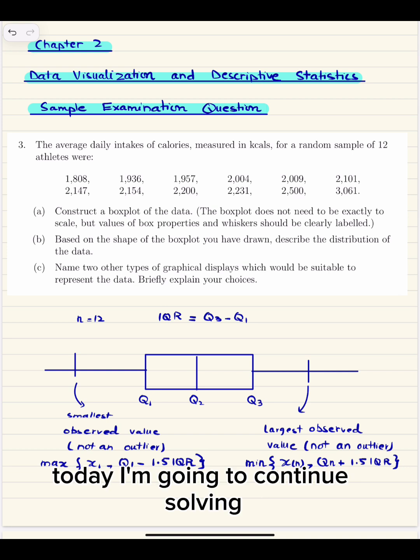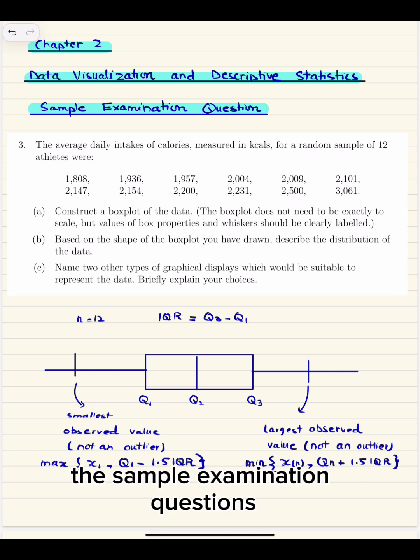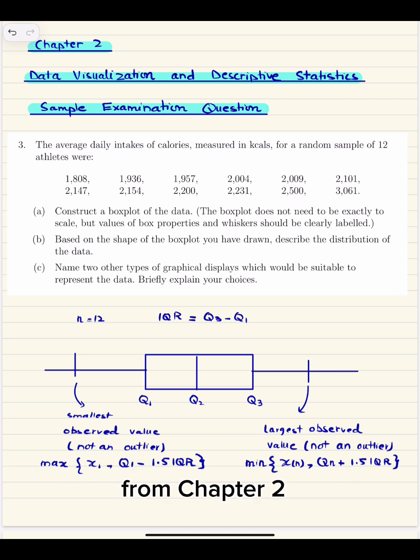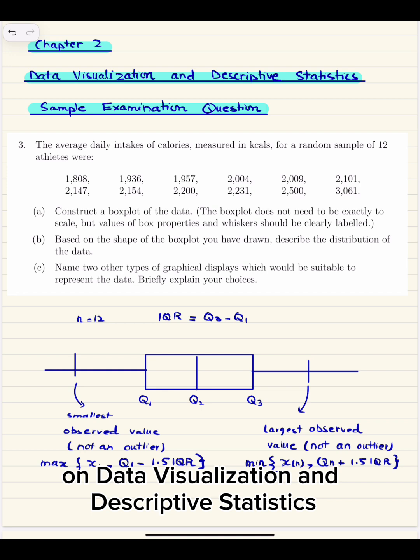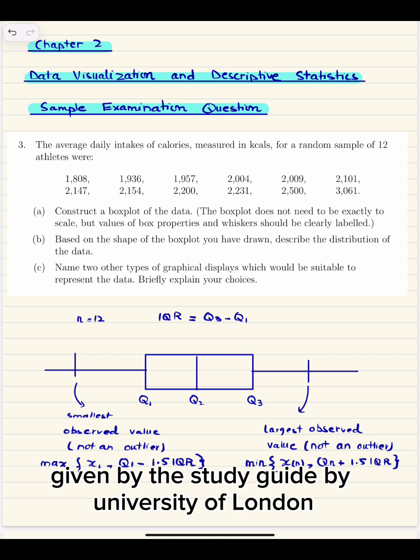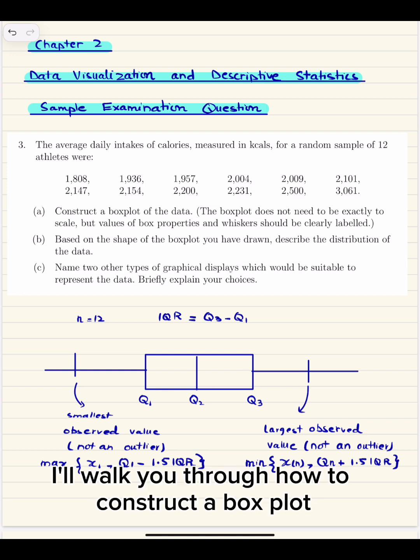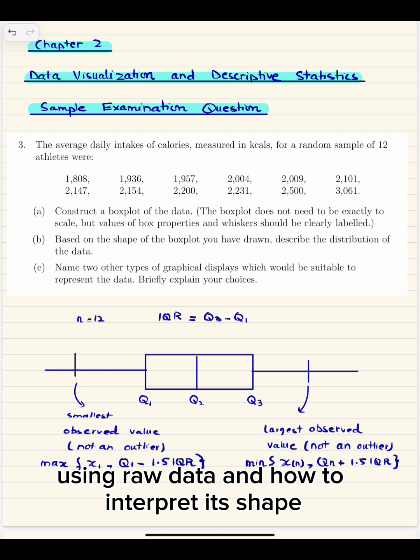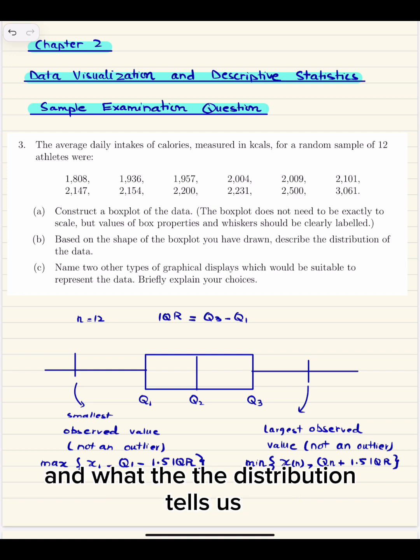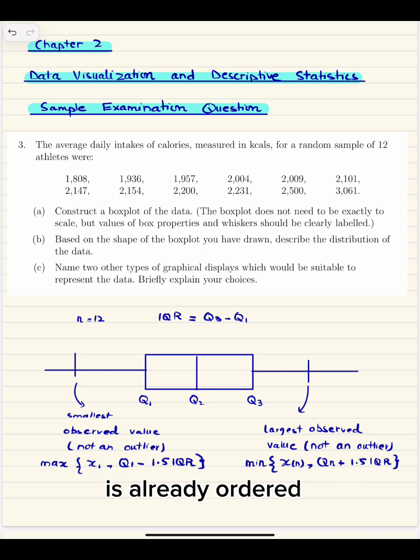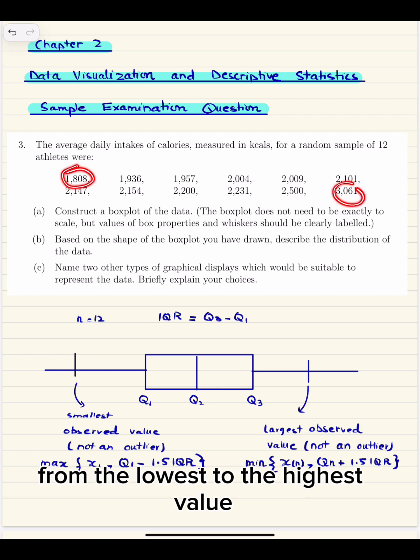Today I'm going to continue solving the sample examination questions from chapter 2 on data visualization and descriptive statistics given by the study guide by University of London. I'll walk you through how to construct a box plot using raw data and how to interpret its shape and what the distribution tells us. The data set over here, as you can see, is already ordered from the lowest to the highest value.